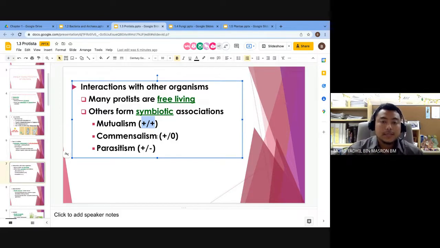Kalau commensalism, satu untung, satu tu tidak untung ataupun tidak rugi, which is the host. So of course yang penumpang tu dia akan dapat benefit. Manakala yang ditumpang tu, hostnya tu tak rugi, tak sakit, tak ada apa, tapi dia pun tak untung juga, tak ada apa-apa yang dihasilkan oleh yang menumpang tu. So itulah commensalism. Yang paling teruk adalah parasitism, yang di mana yang menumpang itu of course dia akan dapat benefit makanan ke tempat tinggal apa-apa semua daripada host dia, tapi pada masa yang sama host dia akan mengalami sakit lah, atau kekurangan nutrien dan sebagainya. So satu untung, satu rugi.